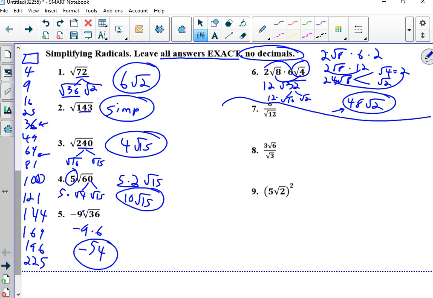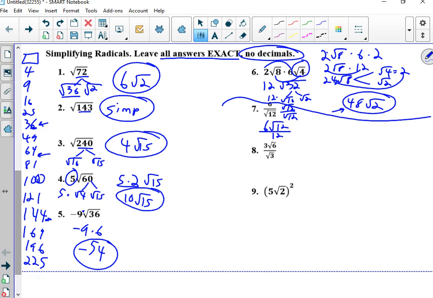Okay, 6 over radical 12. I want to rationalize. So I'm going to multiply by radical 12 over radical 12. Which gives me 6 radical 12 on the top, and on the bottom I get 12. Because remember, a radical times itself is that number. Radical 12 times radical 12 is radical 144. And the square root of 144 we see over here is 12.